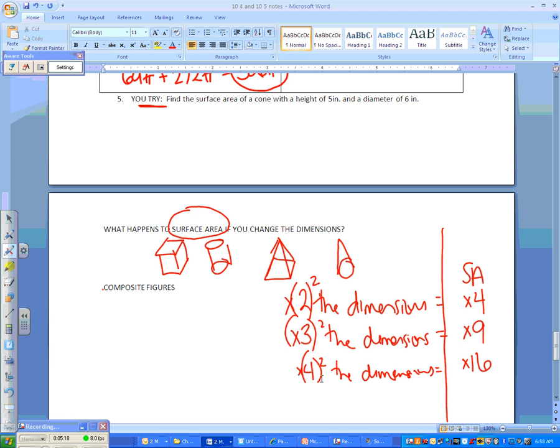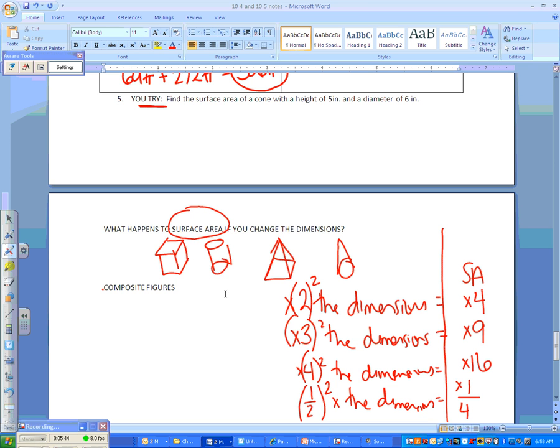And the same thing happens if you aren't making it bigger, if you make it smaller. So let's say I halve the dimensions. So I take the dimensions and I multiply them by 1/2. I cut them in half. What's going to happen to the surface area? Well, it's going to get smaller, but by how much? All you have to do is square it. So 1 squared is 1, and 2 squared is 4. So that means that the surface area is being cut by 4.